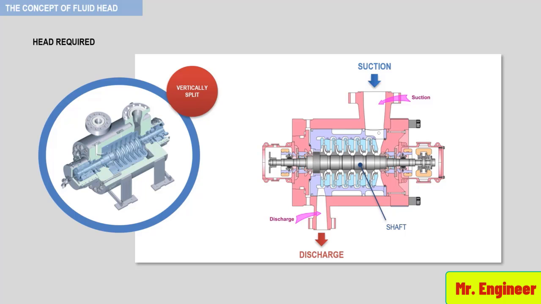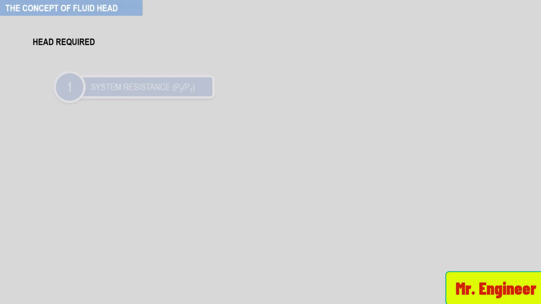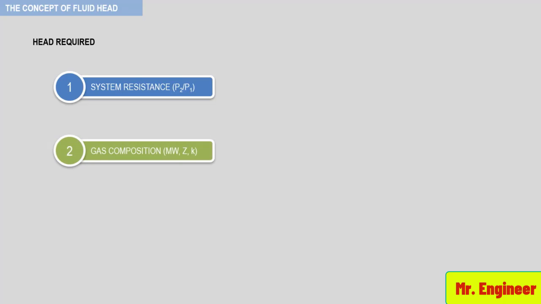Now, the factors that determine the head required by the process are the following: the system resistance, defined by the ratio discharge pressure divided by the suction pressure, or P2 divided by P1 in this course, the gas composition, namely the molecular weight, the compressibility, and the heat ratio. There will be more about this in a later section. And finally, the last factor is the inlet temperature.